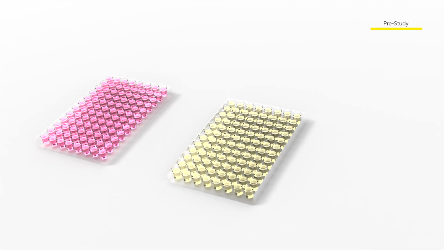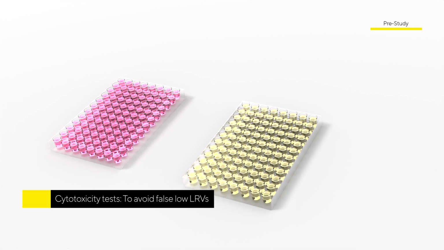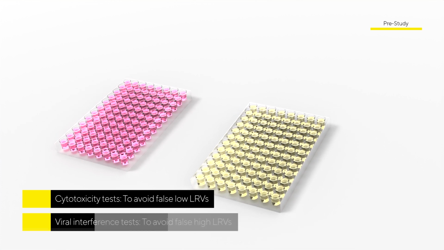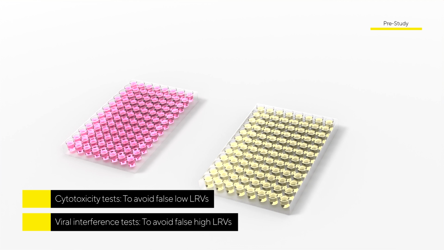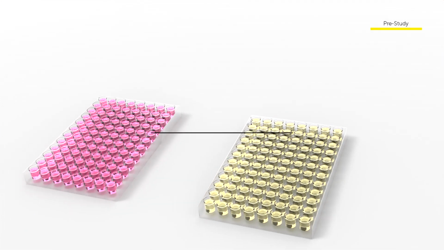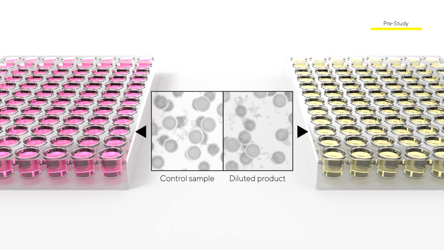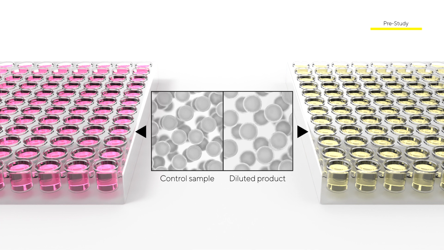To guarantee a reliable result of the TCID50 assay, pre-tests are performed. This consists of cytotoxicity and viral interference testing, which are conducted prior to the main study. Cytotoxicity and viral interference tests ensure the test material does not impact on cellular or viral growth, therefore avoiding unreliable LRV results.